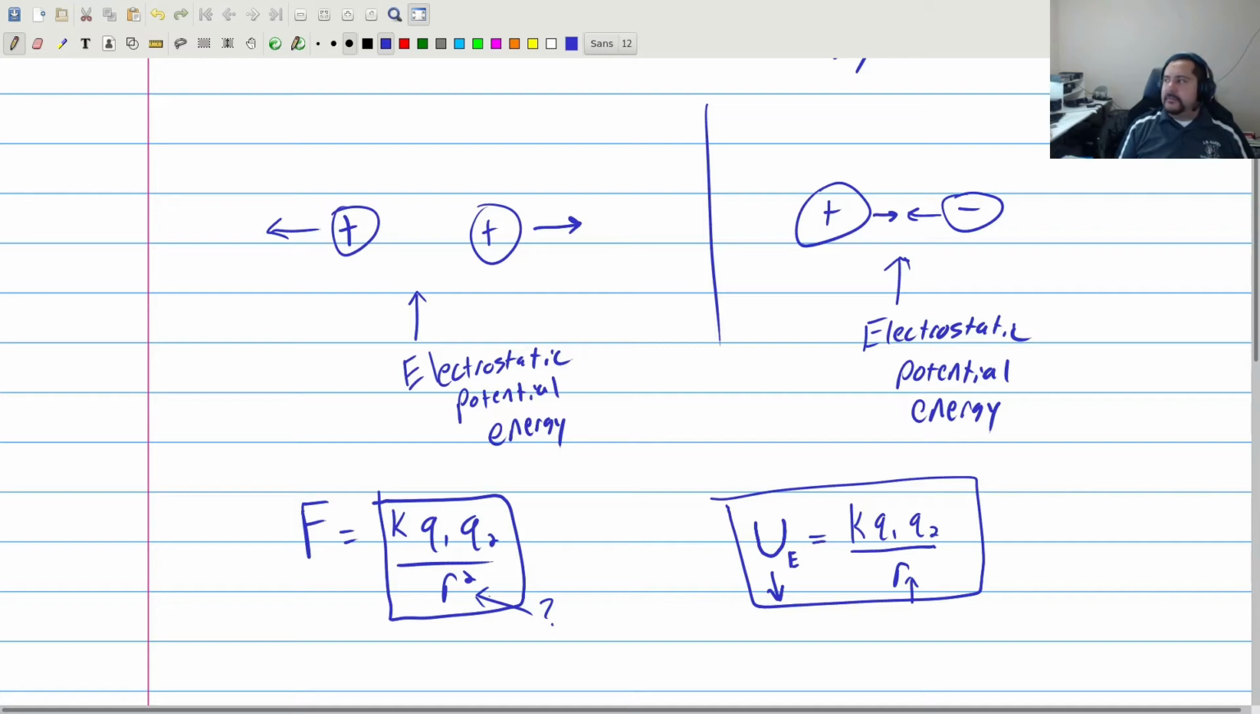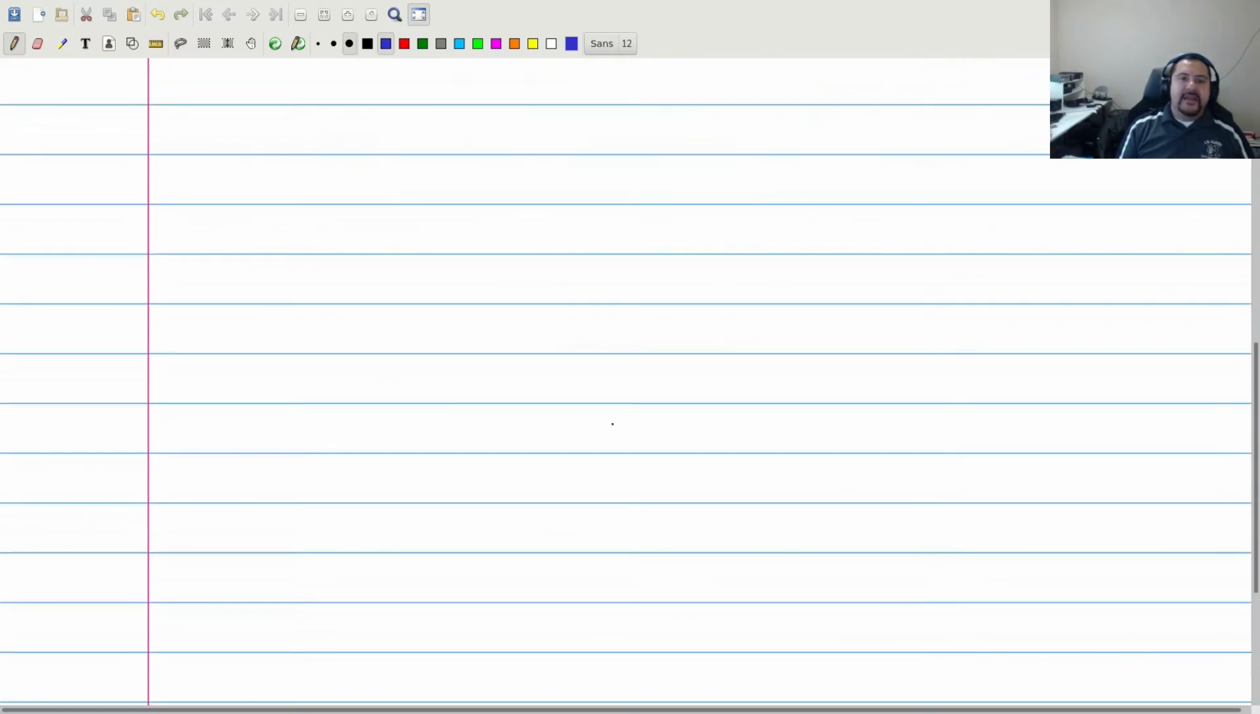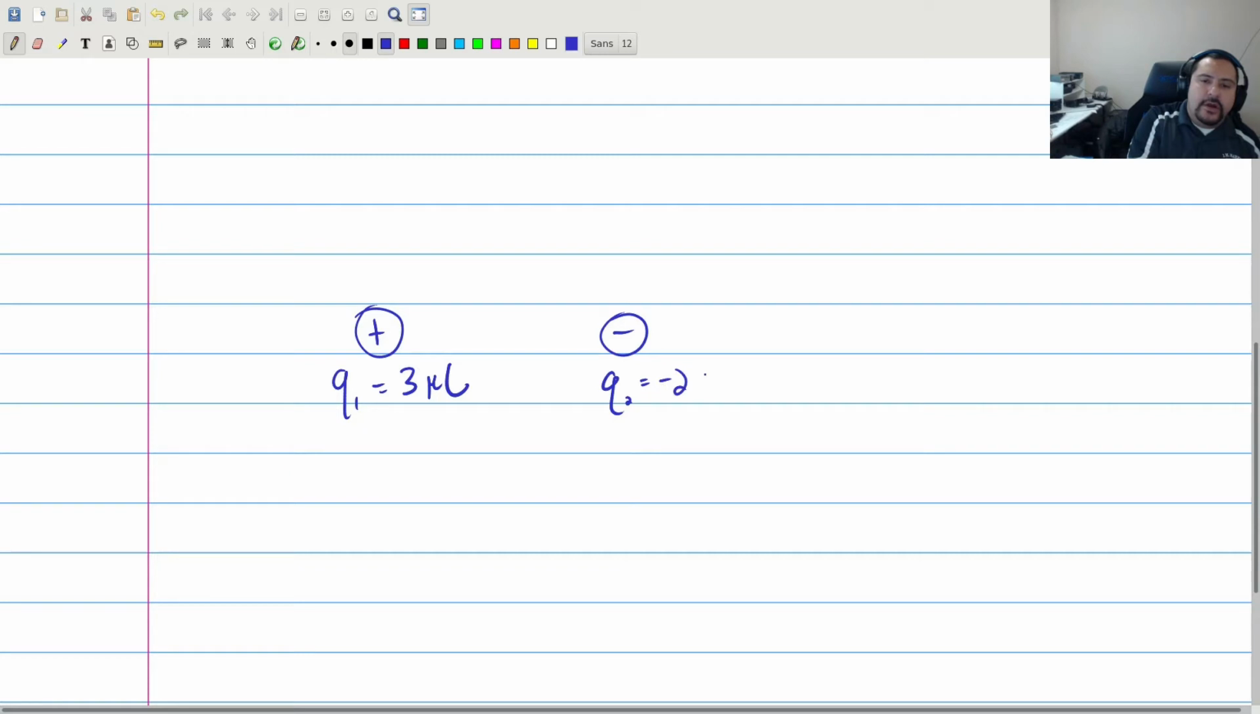So let's imagine that we have the following situation. Let's say that there's a positively charged particle here, a negatively charged particle here. Q1 is going to be equal to, let's make it 3 microcoulombs. And let's make Q2 equal to -2 microcoulombs. And let's make the distance between them, I don't know, how about 50 centimeters?